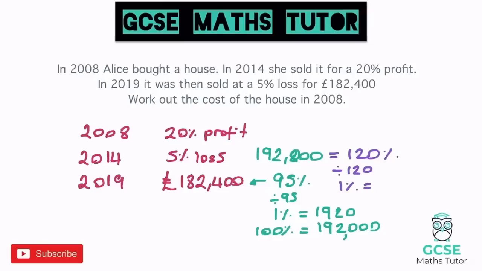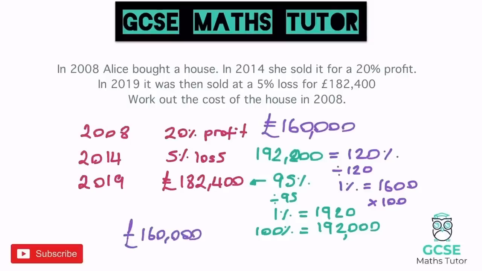Divide that by 120, and 1% is 1,600. And again, you can times that by 100 to get 100%. And our original cost up here would be 160, with 2 zeros on the end, so £160,000. There we go, so 160,000. So that's it using a calculator.